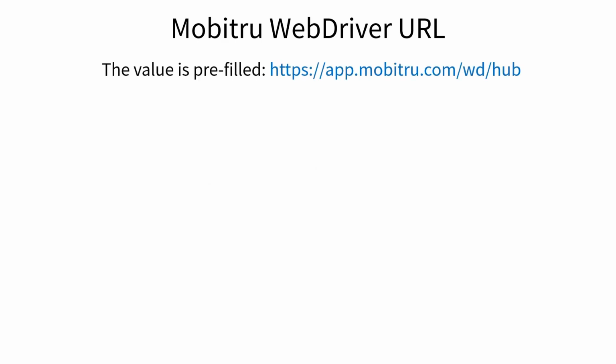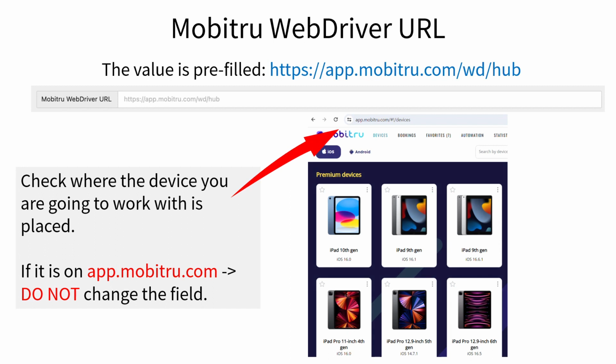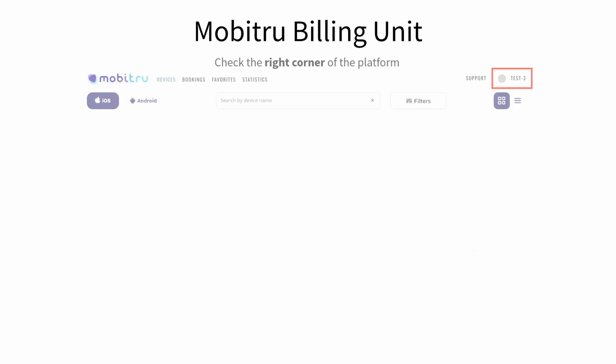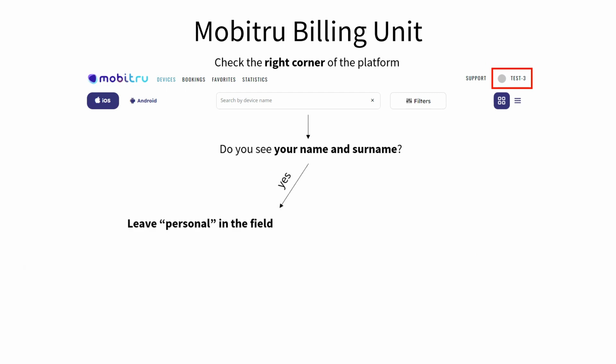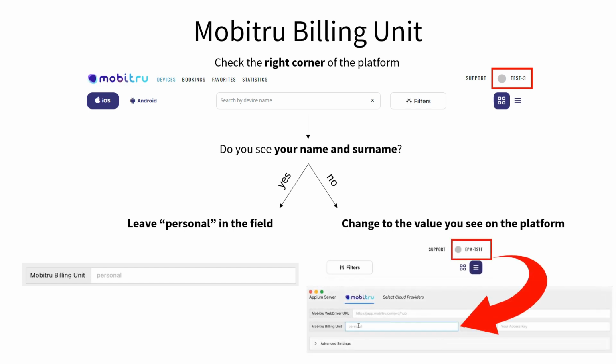The Mobitru WebDriver URL has a pre-filled value, so if you are working on devices on the appMobitru.com domain, you do not need to change it. If your device is placed on another instance, specify it in the field. The Mobitru Billing Unit field depends on the account. If you work under the personal account, when you see your name and surname in the top right corner, do not change the value. If you see your team name in the top right corner, type it in the field.